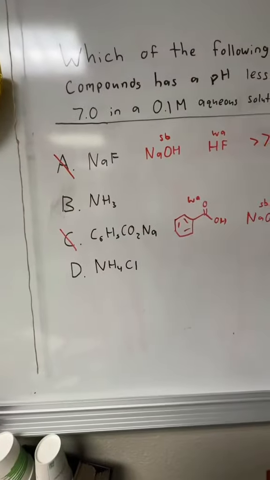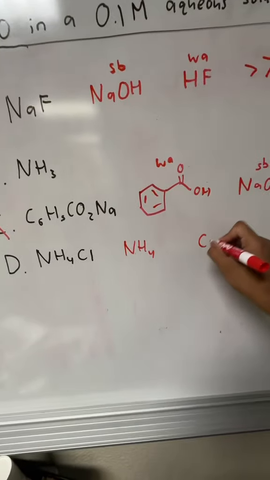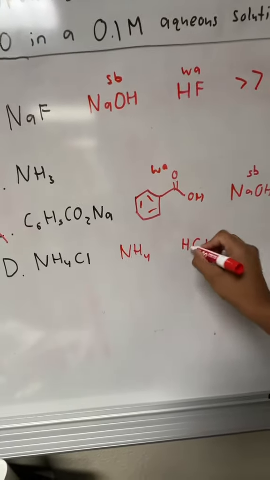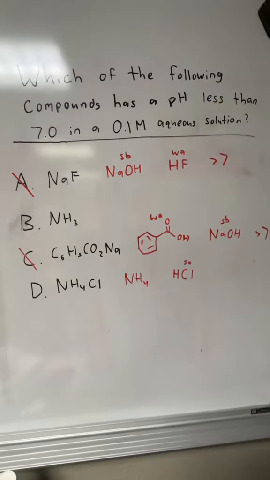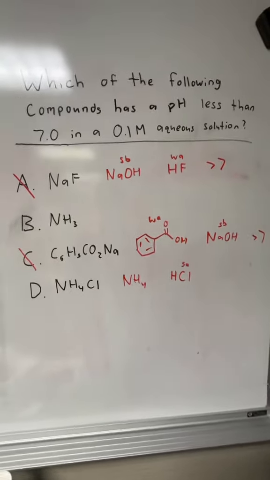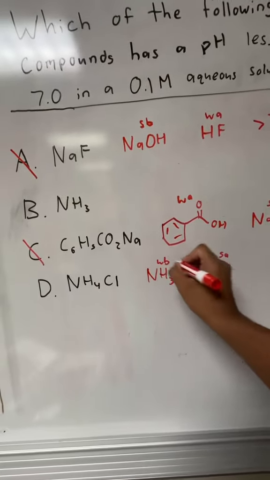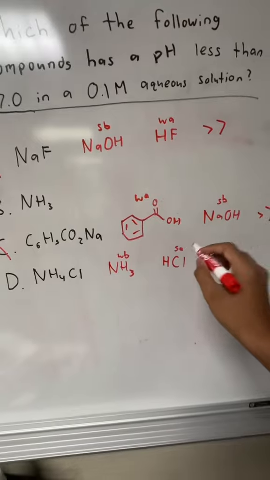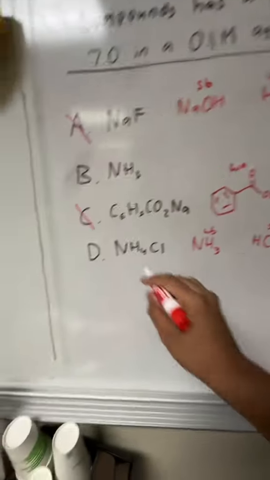Now for the last one, NH4Cl. We have NH4+ and we have Cl-. So Cl is going to be HCl. This is a strong acid. Now NH4, instead of making it into something like NH4OH, just make it into its respective base, which would just be NH3. And this is a weak base. So this one, since the acid is stronger than the base, this will be less than 7, which is acidic. So this is our answer.